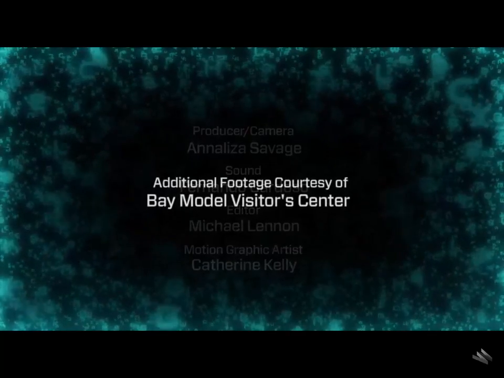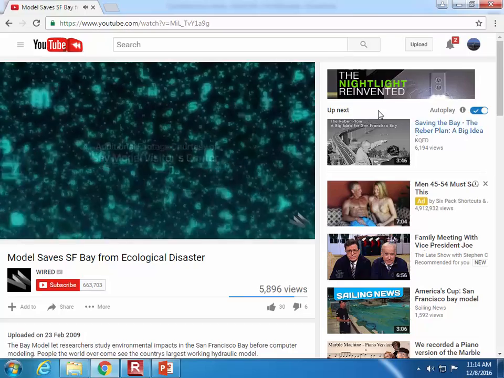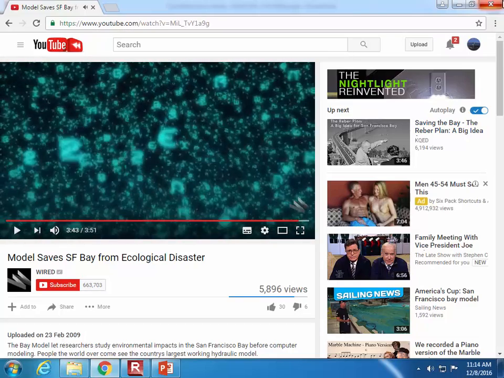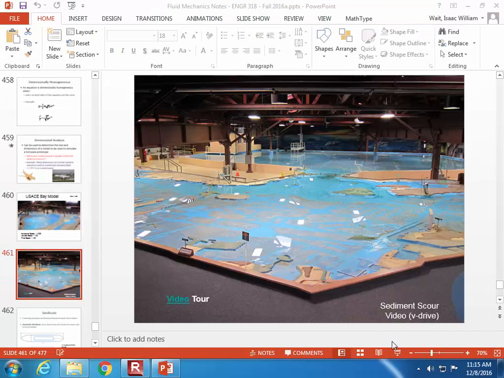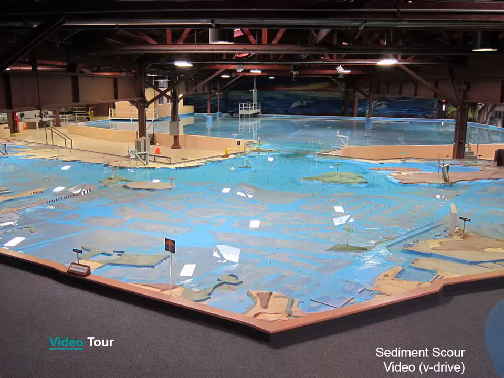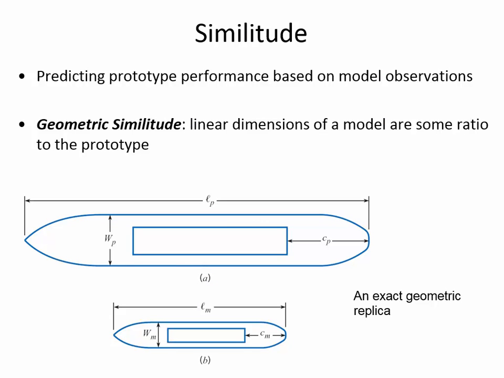All right. So that gives you an idea of it. It's still operational, but it's not used for calculations in the same way that it used to be. It's been replaced by just strictly computer models at this point.